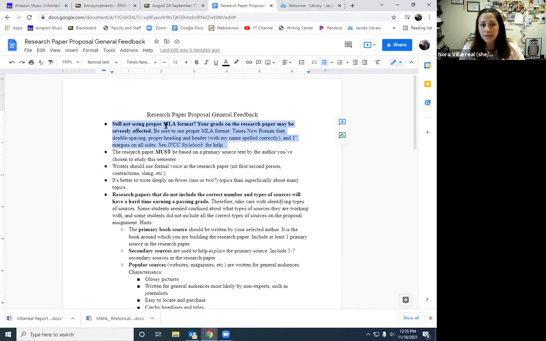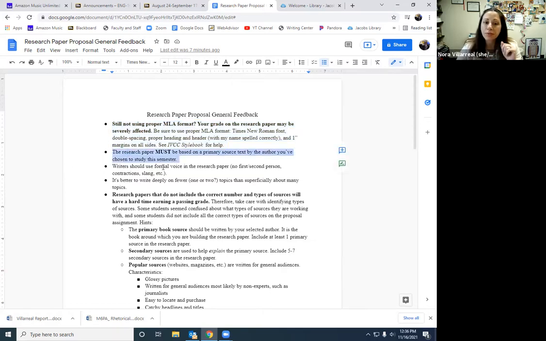Times New Roman font, double spaced, a proper heading and header with my name spelled correctly, and a 1-inch margin on all sides of your paper. And you can refer to the IDCC style book if you need an example or more help with that. But part of what the MLA format is doing for you as a writer is establishing your credibility, your trustworthiness, and your ethos. So it's going to be really important that you start this research paper off from a strong footing with correct MLA format.